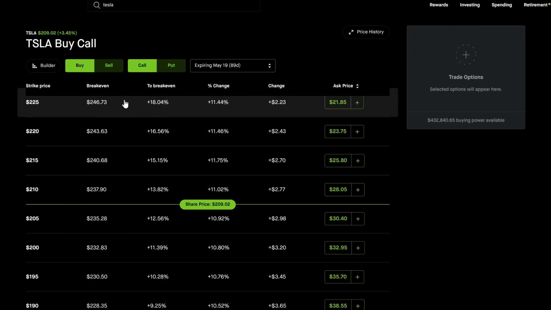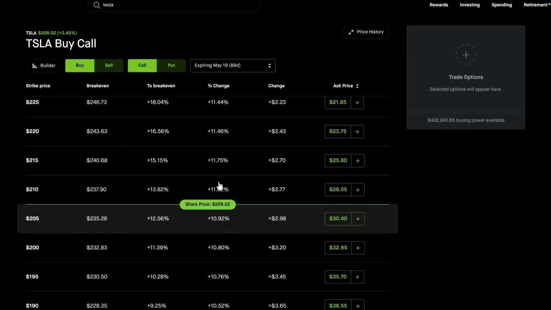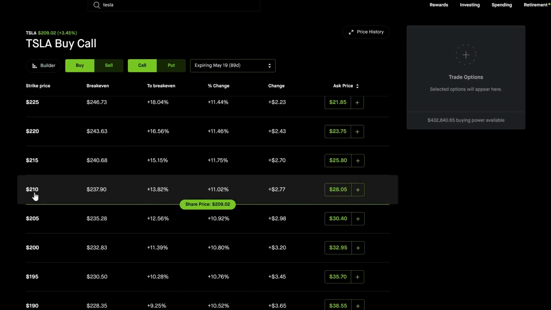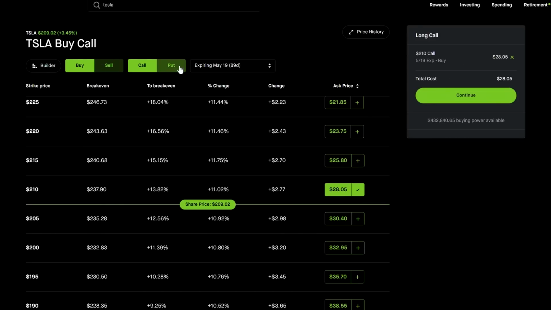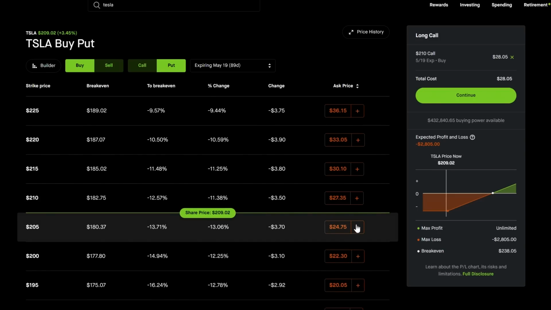So what I'm going to do right now is, currently the stock is $209. I'm actually going to buy a call and buy a put. So if I end up buying a call, then I end up buying a put. This is an example of a straddle. So I can actually buy the 210 straddle right now.